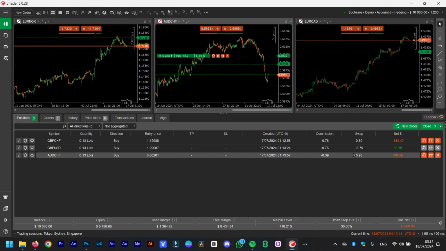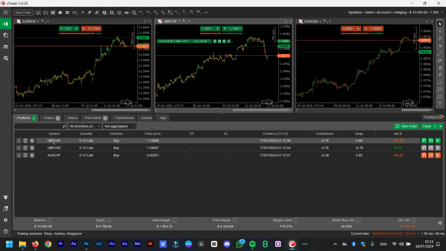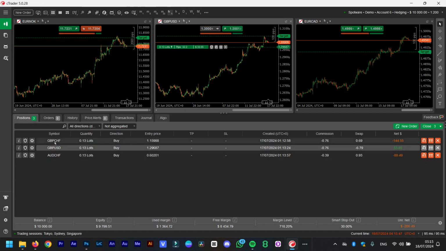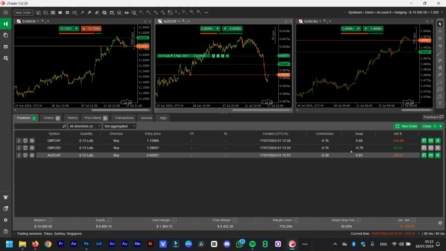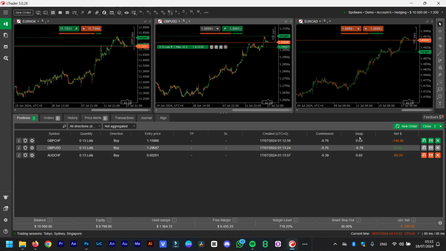And I have also AUD CHF. Okay. But the problem with these accounts is that, look at this, the margin level is so low already, that is insane. So I might change it a little bit. I might have to change it because I'm paying too much of swapping here. Probably gonna change it.